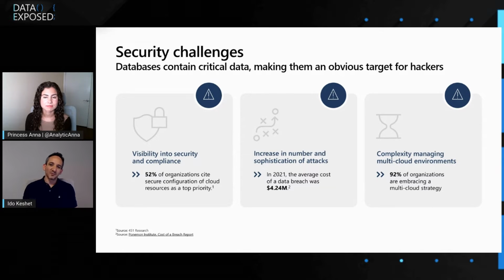Following numerous meetings with customers, and also backed up by multiple research studies and reports, we have identified three main security challenges. Visibility is the top priority for organizations when it comes to security and compliance. More than half of organizations cite secure configuration of cloud resources as their top priority. In addition, customers are challenged by the increase in the number and sophistication of attacks, and also the cost of data breaches. In 2021, the average cost of a data breach reached a staggering $4.24 million.